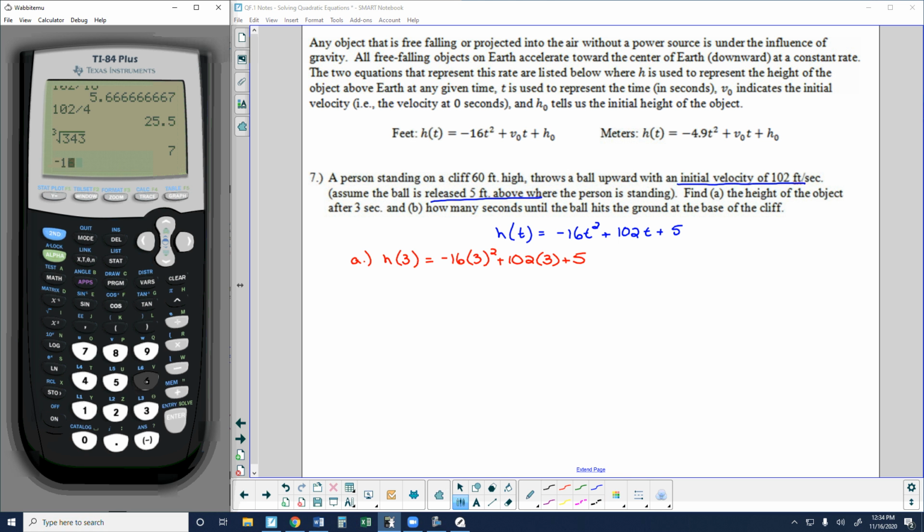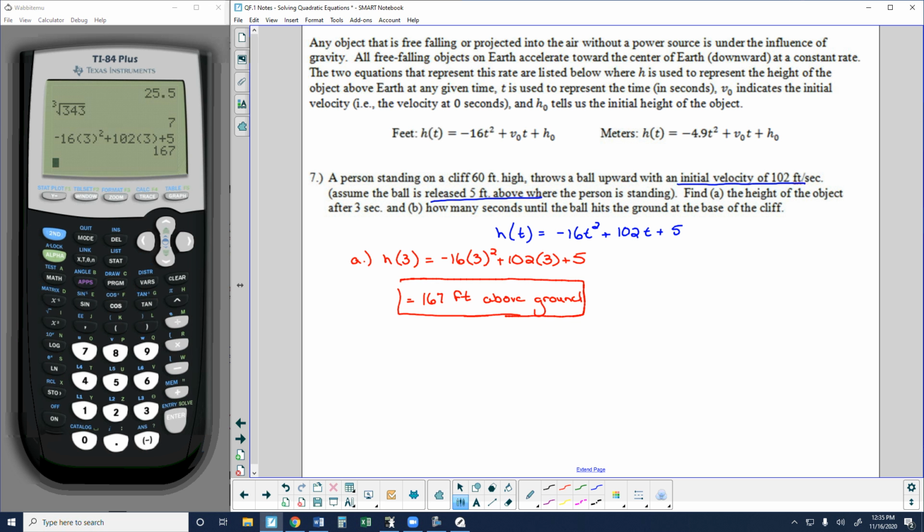Now we want to type in exactly what we see. So negative 16 times 3 squared plus 102 times 3 plus 5. It's a very basic problem, the substitution that we've been doing in the beginning of the year. And so what we get is 167 feet. We're finding the height, so this is feet above the ground, or wherever the person is standing. So after 3 seconds, the object's going to be 167 feet above the ground.